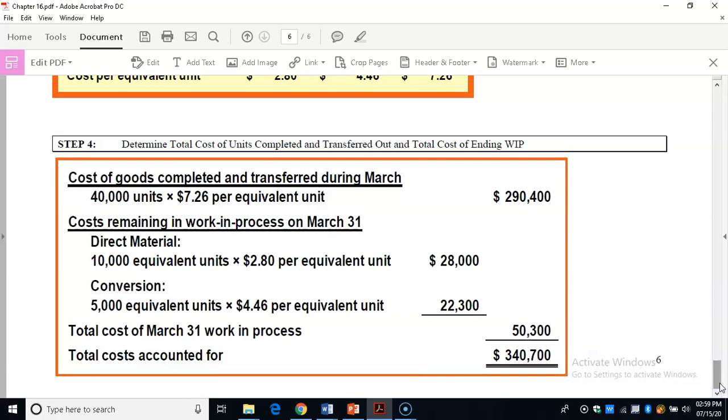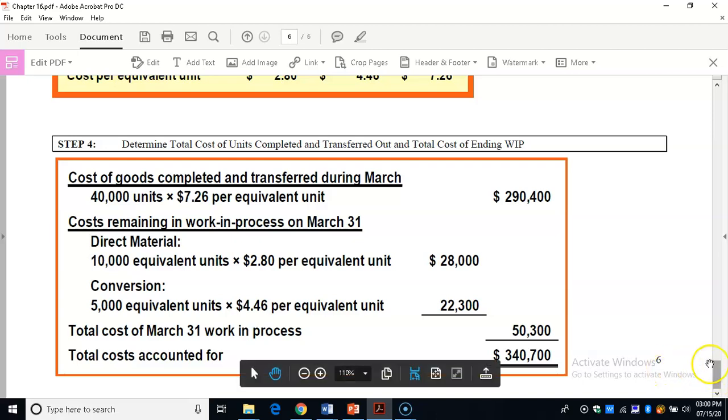Okay, so for chapter 16, just make sure you know these concepts that I went over. And know that the production cost report, those are the 4 steps we did. Together, all 4 steps, that's the production cost report. The 4 steps are, number 1, physical units, number 2, equivalent units, number 3, unit cost, and number 4, assign the cost. If you have any questions, please let me know, and this concludes the Chapter 16 lecture notes.